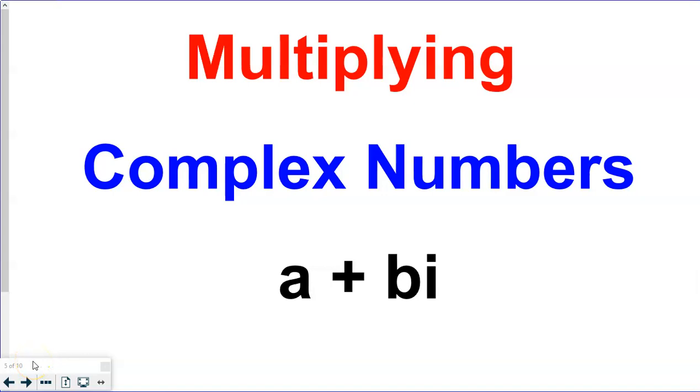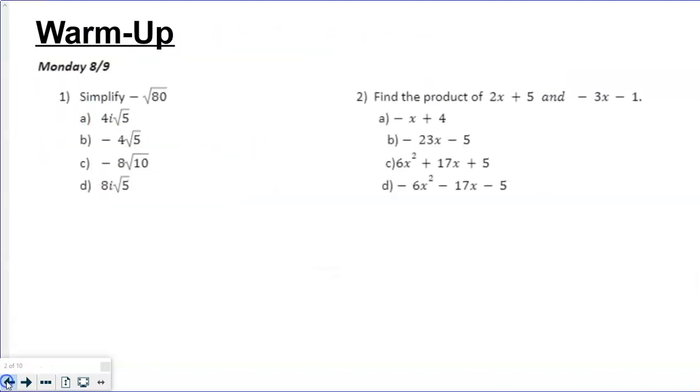Okay, in today's lesson, guys, we're going to multiply complex numbers, and complex numbers are the a plus bi, where the real part is a and the imaginary part is bi. But before we do that, we're going to go back and look at the warm-up for today, okay? So in the warm-up for today, we're going to simplify negative square root of 80, okay?